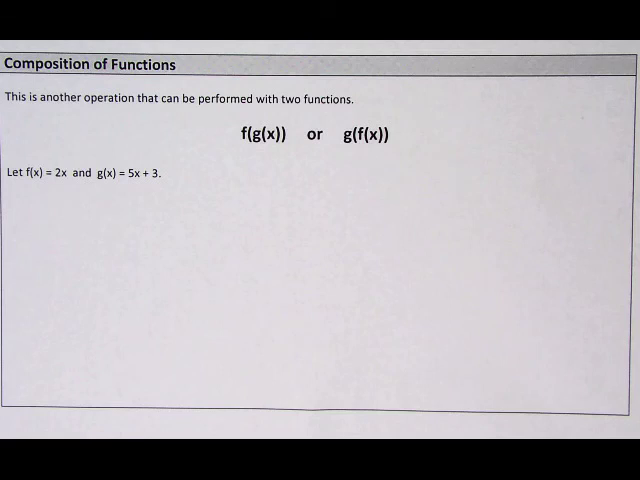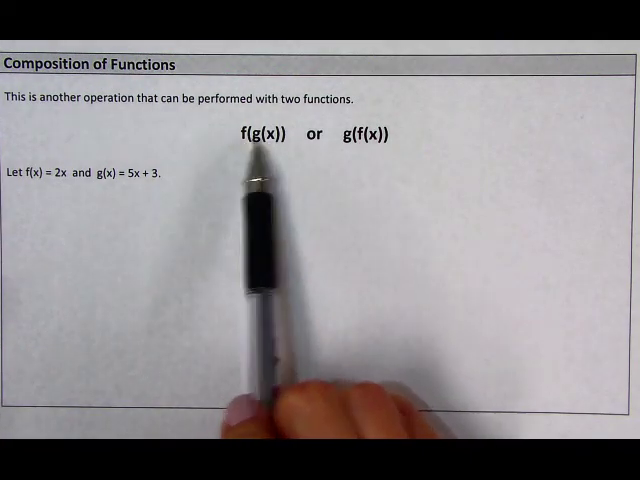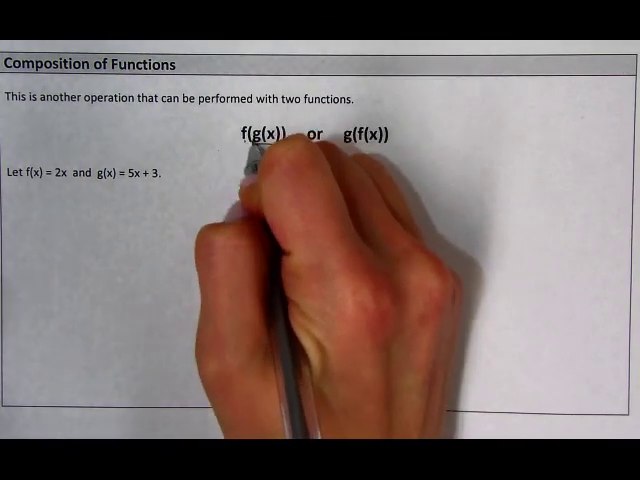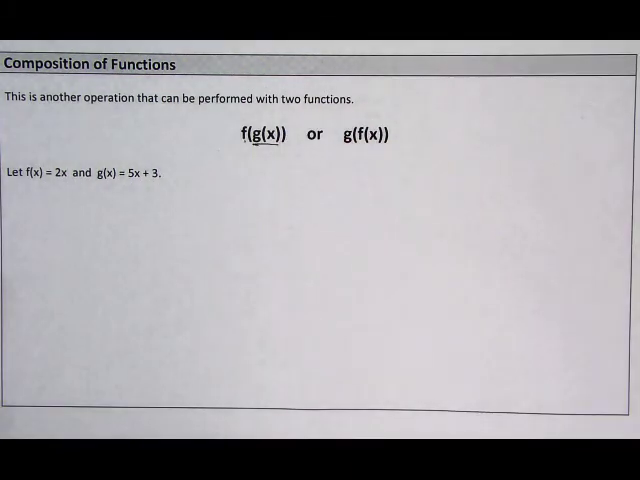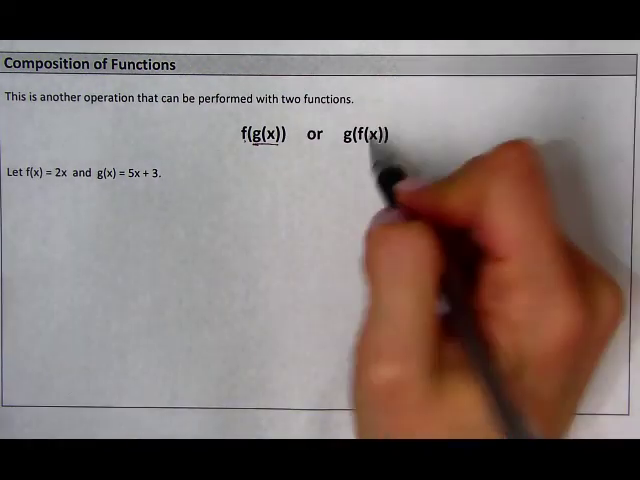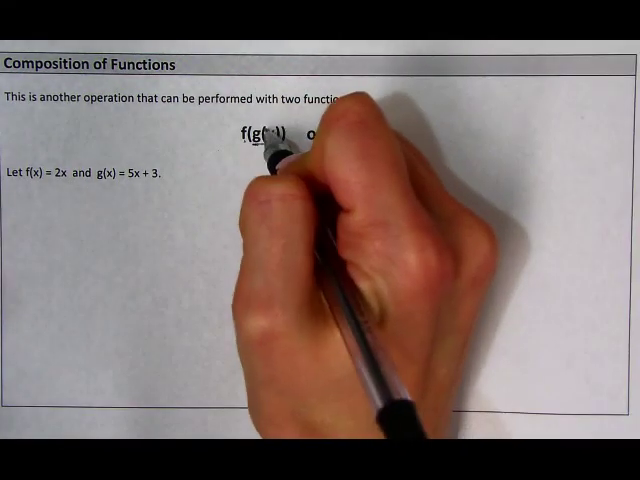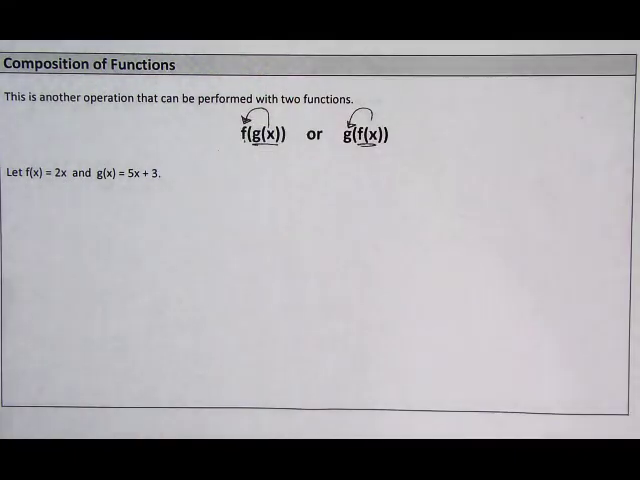So let's talk about another operation that we can perform with two functions, and that's called composition of functions. When we have composition of functions, we write them in such a way where we have your two functions. Your first one is when you take your second function and you plug it into your first function and follow those operation rules. And the second one is when you take your first function and you plug it into your second function. We'll talk about that in just a minute.